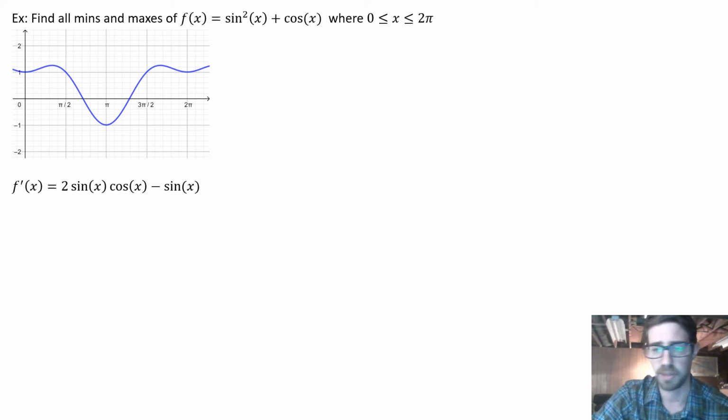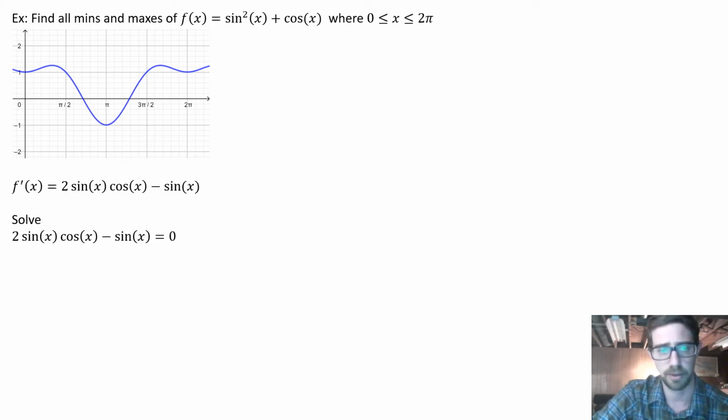There it is. That should be so easy that you don't even have to think about it at this point. So it's 2 sine x times cosine of x minus sine of x. And then you're solving an equation. So all I'm asking you to do for this first part here is just to solve an equation. Find the derivative, set it equal to 0. Again, you're going to do that over and over again in calculus, so that never goes away. And then just solve this thing.